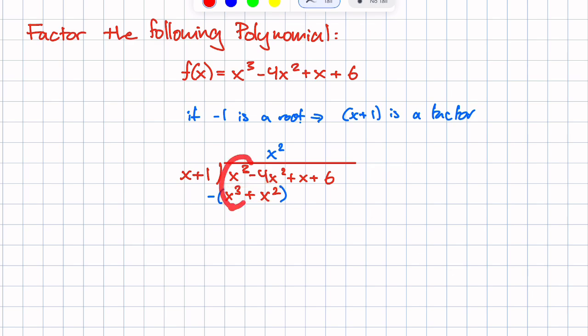Now, these two should cancel out. That was the purpose of us multiplying x by the thing that would make it equal this, so that when we subtract them, they'll cancel out. So that's going to go away. But then negative 4x squared minus x squared is negative 5x squared. So that's what we're going to have here. And then we're going to bring down the next term.